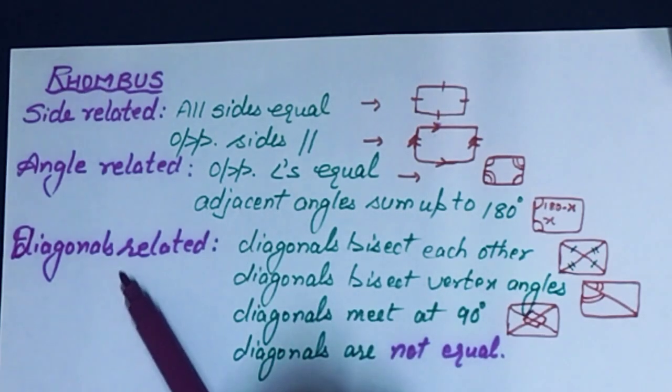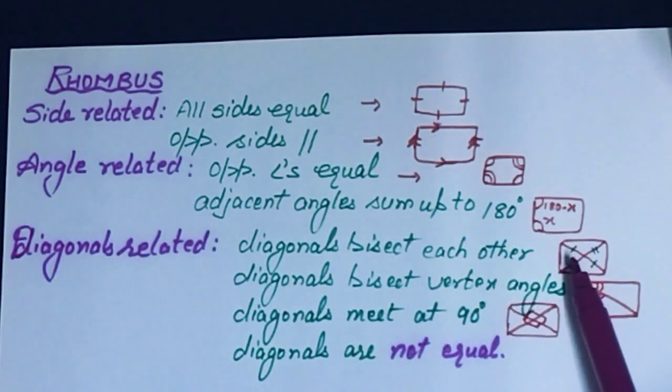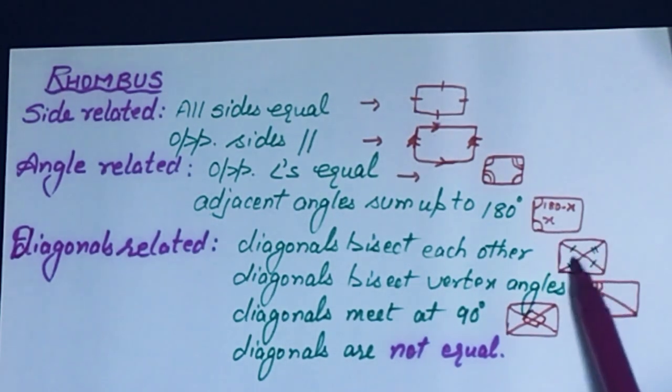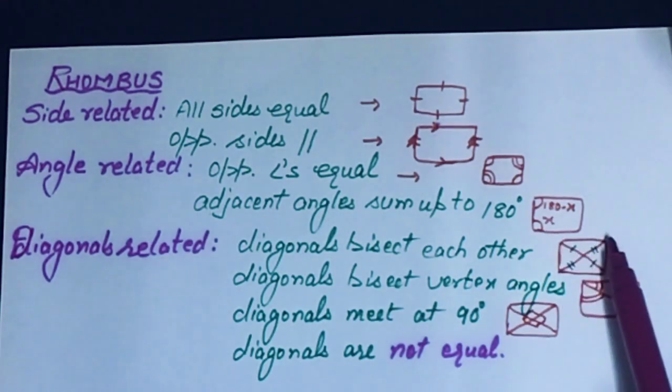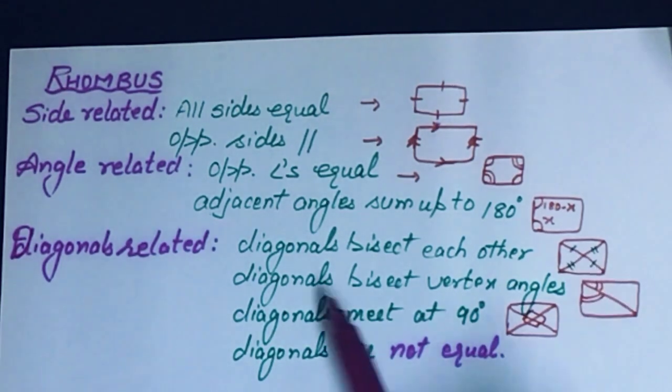Now diagonal-related properties. Diagonals bisect each other in a rhombus. This is how we can label it. This diagonal bisects this one. So these two parts are equal, and because of the drawing of this diagonal, the other seems to be broken down into two parts, as those are also equal, so I have labeled them so.